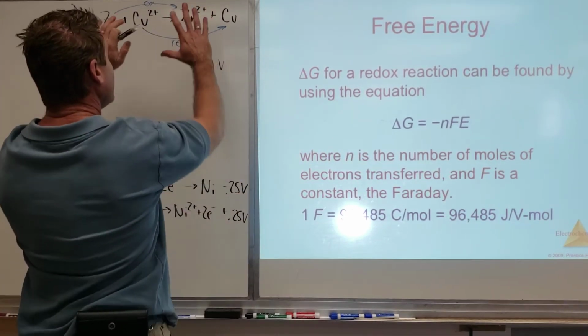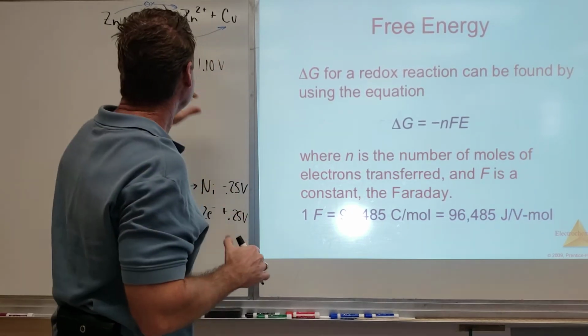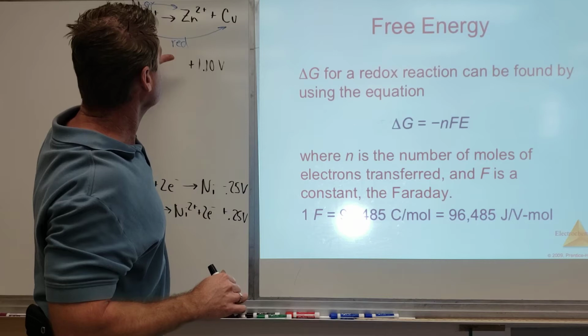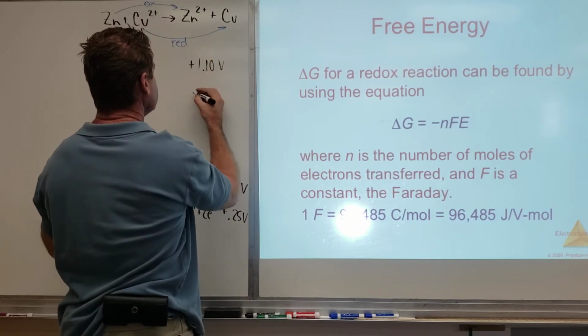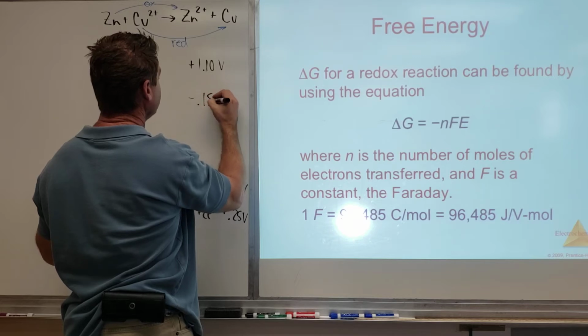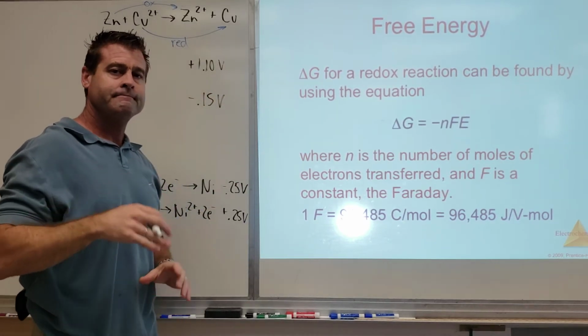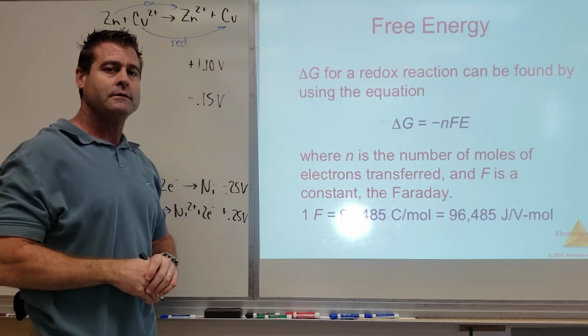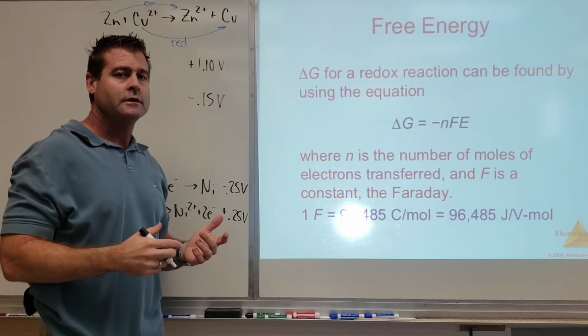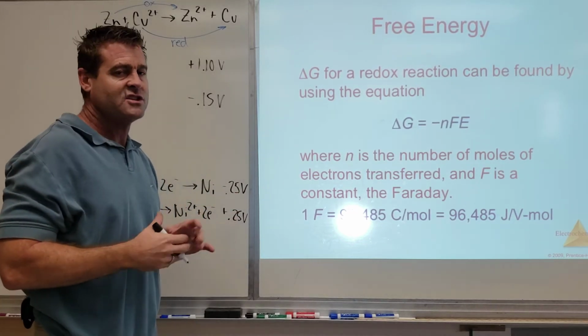Let's say you're trying to predict whether or not a reaction would happen. You calculate the oxidation potential and the reduction potential, and you add those together, and let's say you get a negative 0.15 volts. What do you think the negative would tell you? That would tell you it's not going to happen. Electrons aren't going to move. You're not going to have that redox reaction occur. It's just not going to happen.